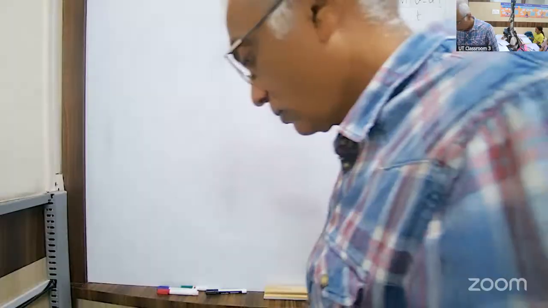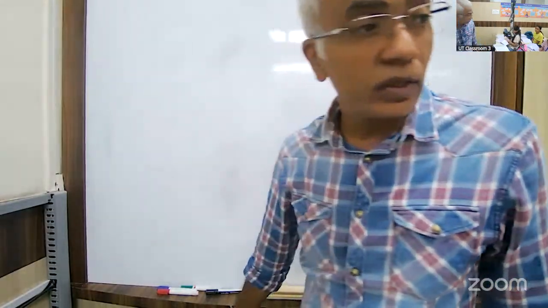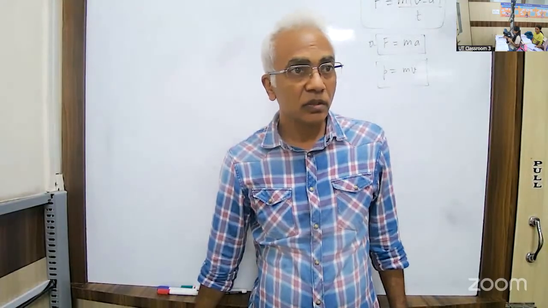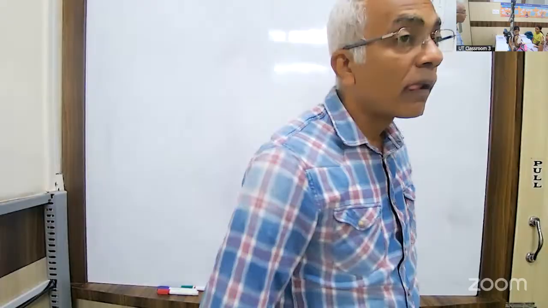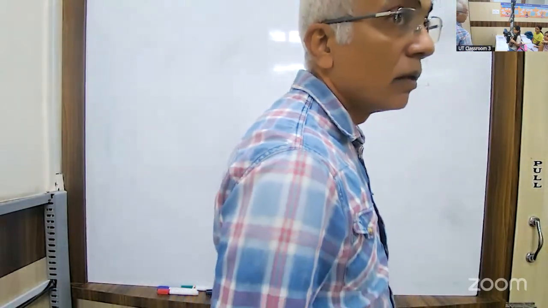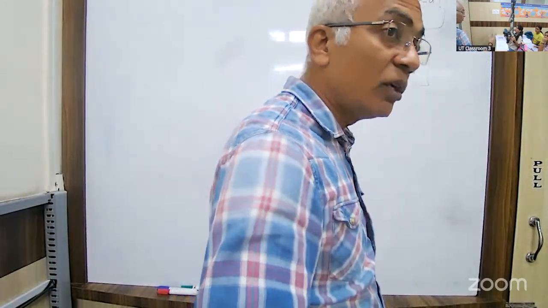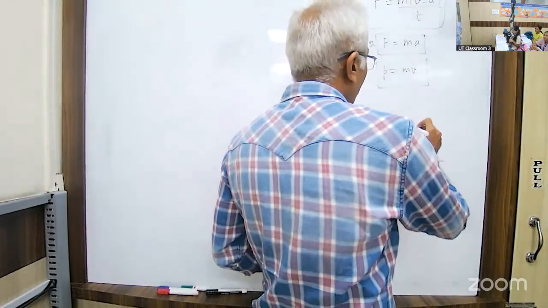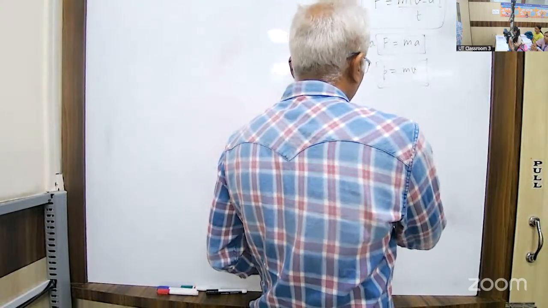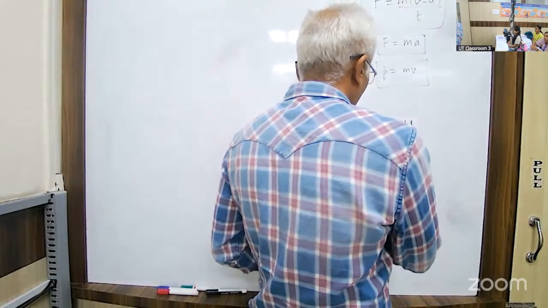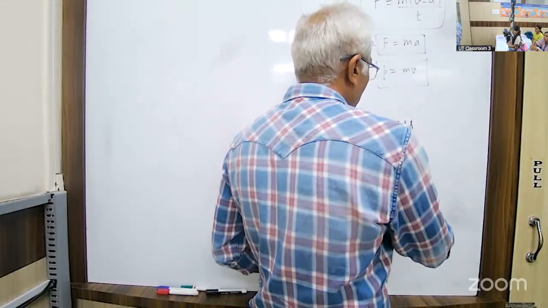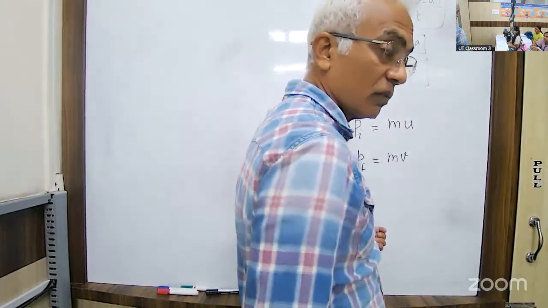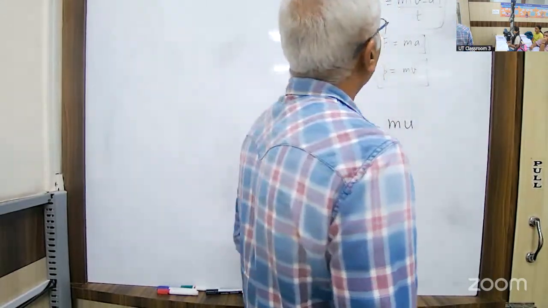Now, anybody needs any explanation? Simple examples? Is M mass or M momentum? Mass. Momentum is mass into V. So MU is initial momentum, and this is final momentum, MV. So P is momentum, linear momentum. Linear, that's the motion.